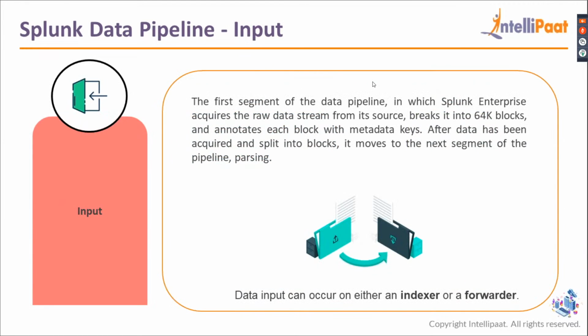So we have input, the first segment of the data pipeline, in which Splunk Enterprise acquires the raw data stream from its source and breaks it into 64K blocks. Now, data input can occur in an indexer or a forwarder. Again, this depends on your requirements. If you just want to monitor a single server, that's all you're going to be doing in your whole service or product, then you don't need a separate forwarder. You can just use an indexer. Whether you want your indexer and forwarder to share resources or not is entirely up to your requirements.